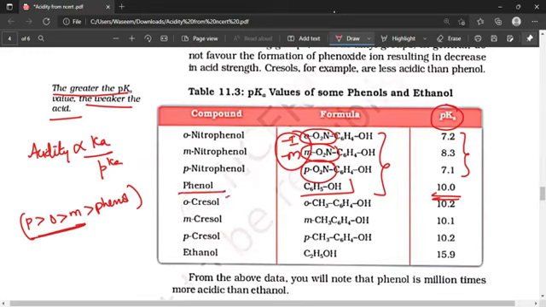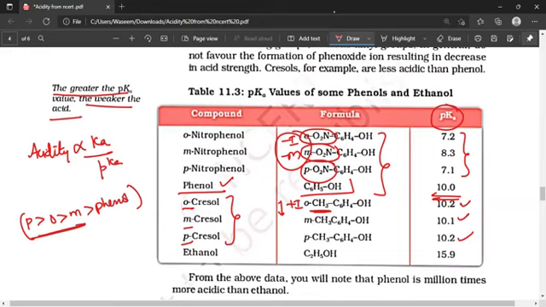And now compare this phenol with cresol. What do you mean by cresol? Methyl substituted phenol is called cresol. It can be ortho, meta, para. When you compare ortho, meta, para, methyl is a plus I group, which decreases the acidity. Means pKa value should increase, inversely proportional, right? So when you compare with phenol, they have more pKa values, means they are less acidic compared to phenol.